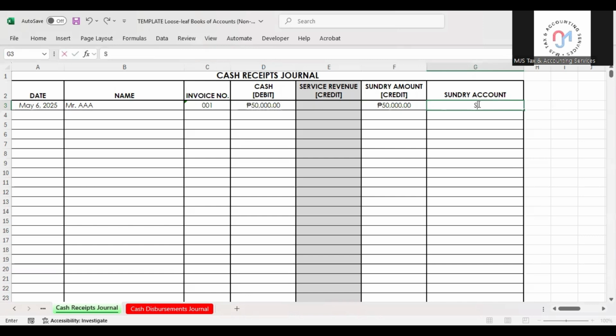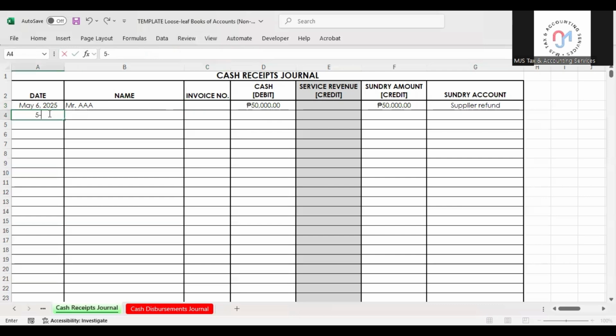We can just place here supplier refund. And then just remove the invoice number, because the invoice number is specifically for transactions that actually involve revenue or are related to revenues.